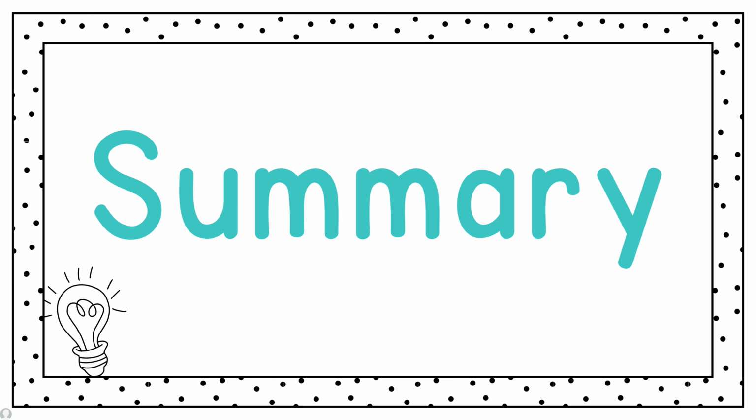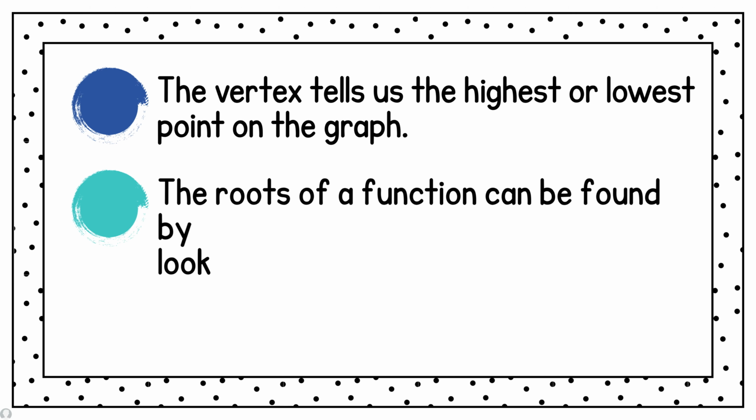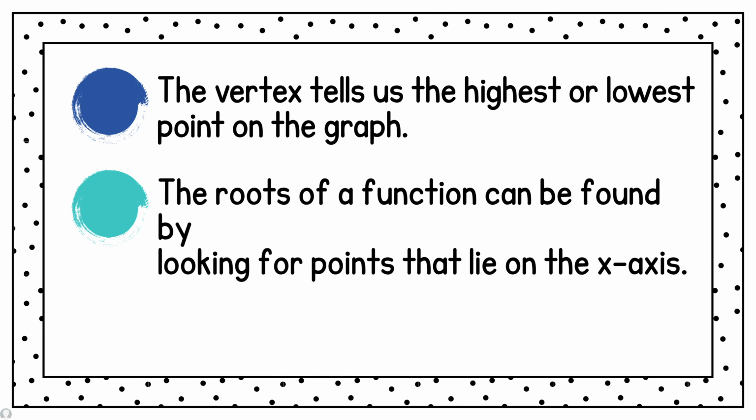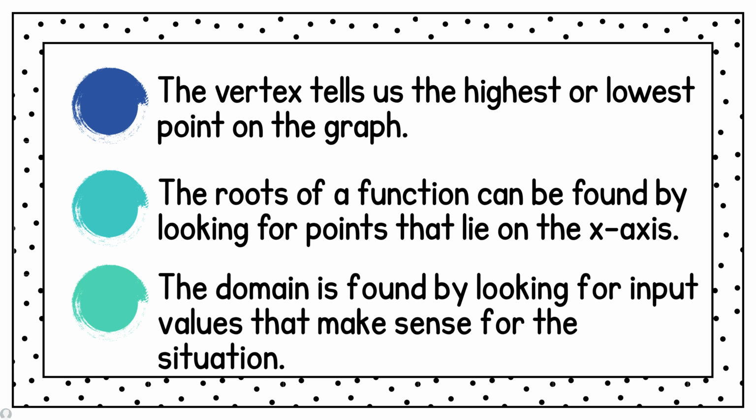Now let's summarize what we've learned. The vertex tells us the highest or lowest point on the graph. The roots of a function can be found by looking for points that lie on the x-axis. And the domain is found by looking for input values that make sense for this situation.